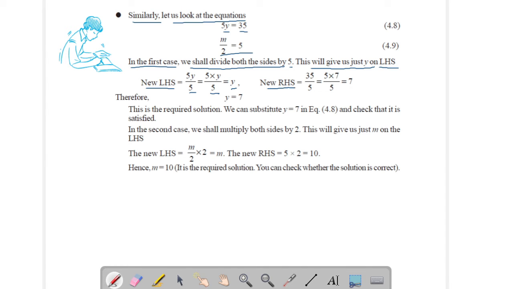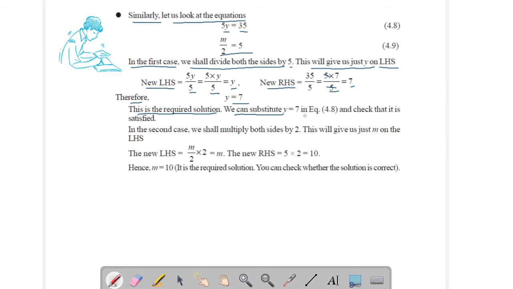New right hand side will be 35 upon 5. 35 can also be written as 5 into 7 upon 5. Here we can cancel this 5 by 5. What is left? 7. Therefore, y equal to 7. This is the required solution.